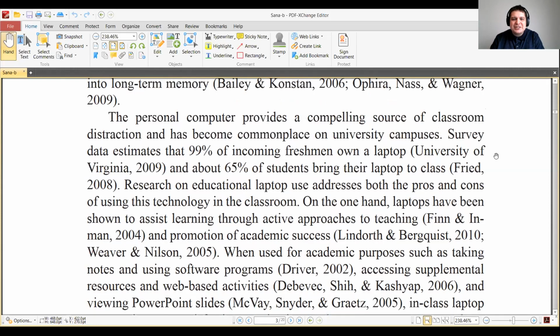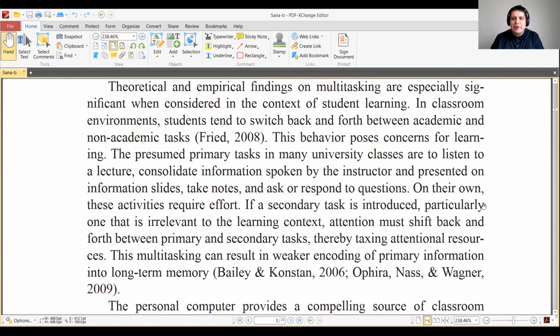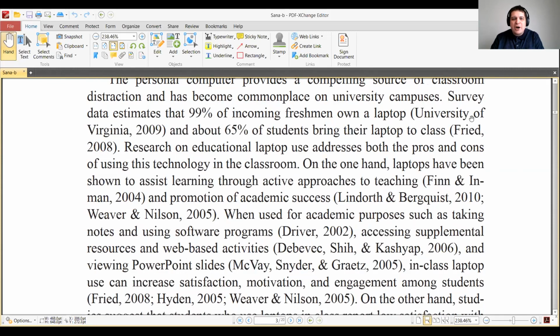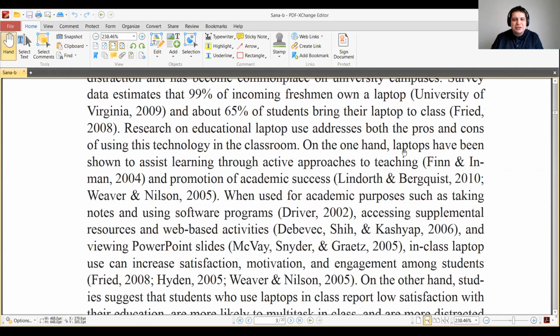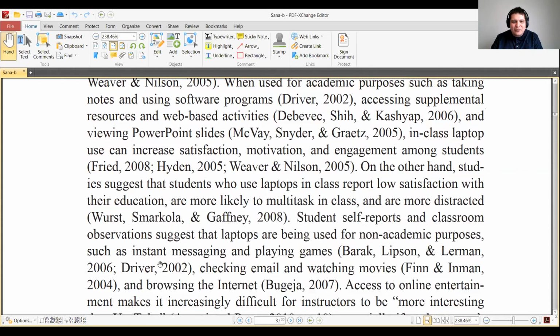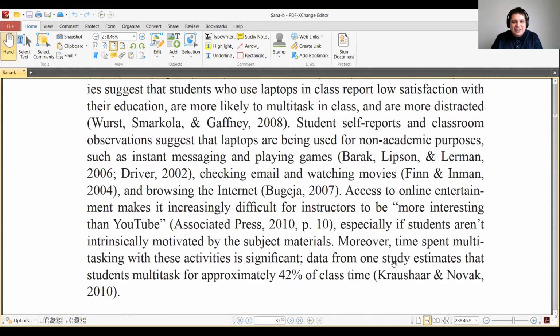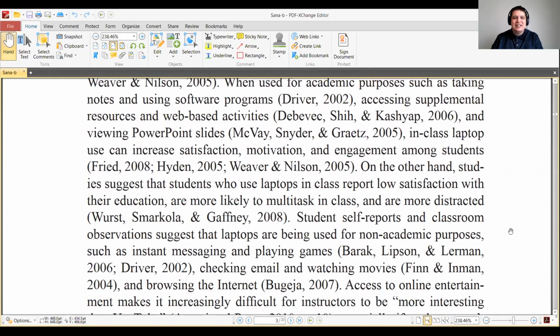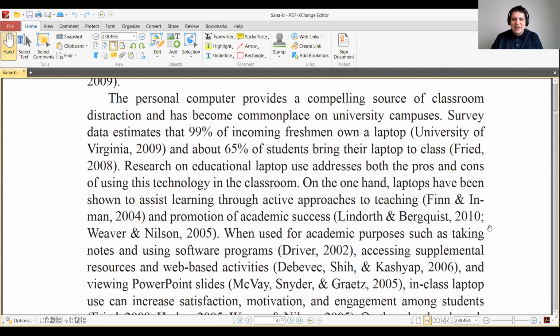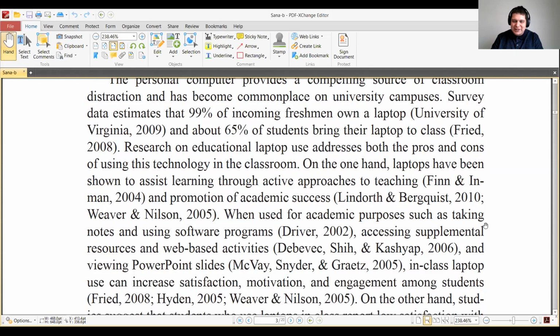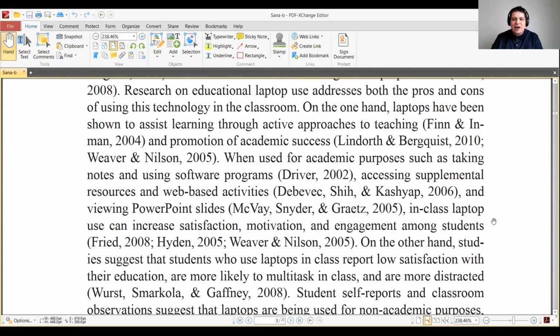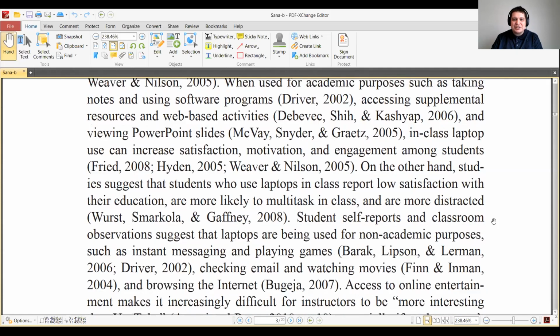So in the same way that they cited all these studies to set up their general claims about multitasking, they set up other studies to set up their claims about how laptops affect multitasking. 1, 2, 3, 4, 5, 6, 7, 8, 9, 10, 11, 12, 13, 14, 15, 16, 17, 18 citations in this one fairly long paragraph. There's a lot of work, but that's because it's a literature review. They want to show they've done their homework, they've read all the stuff, and they are putting their work in the context of this.